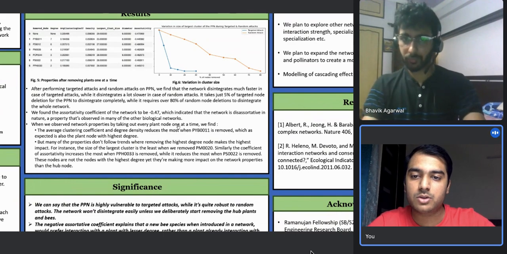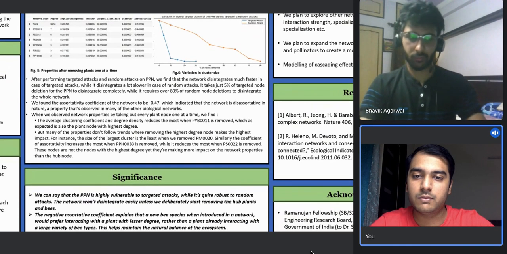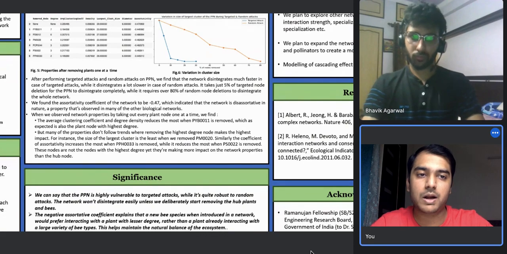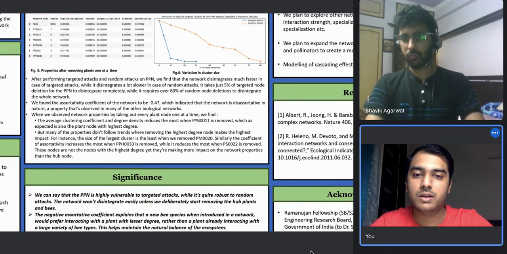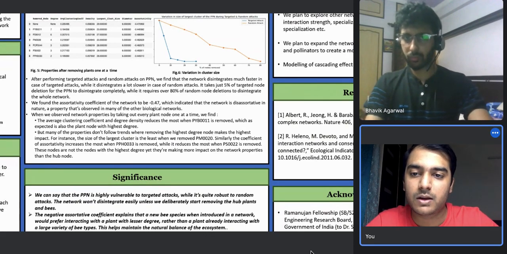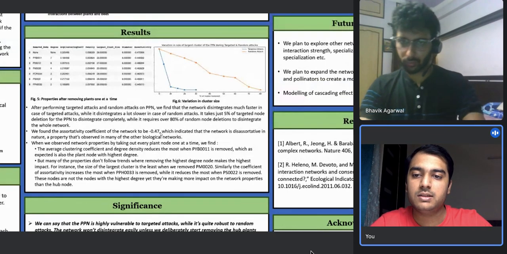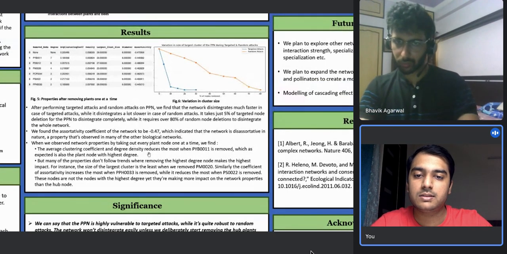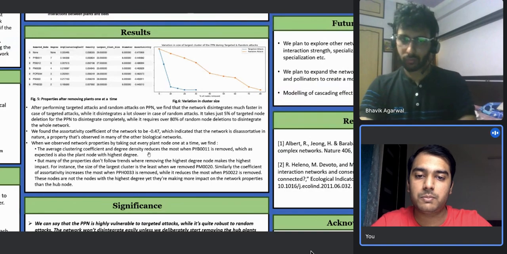Then the next observation was that we removed one plant node at a time and observed the change in the properties. The average clustering coefficient and degree density reduce the most when the plant PY0011 is removed, which is also the plant with the highest degree.